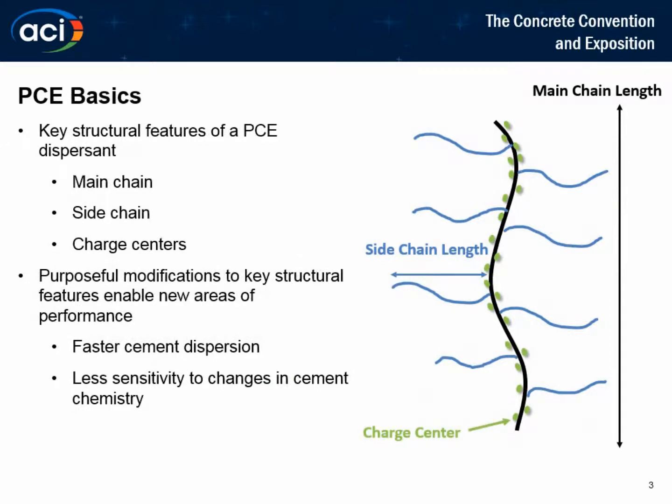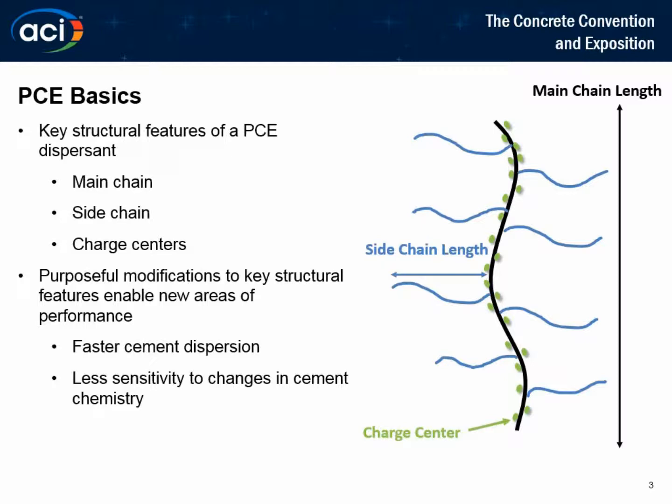PCEs have been commercially available in the market about as long as I've been alive. And since then, scientists have been manipulating three key features of the polymers to create new performance space. Those three key features are your main chain, which is the vertical black line, your side chain, those blue squiggly lines, and your charge centers or bonding sites in the green circles on that diagram.